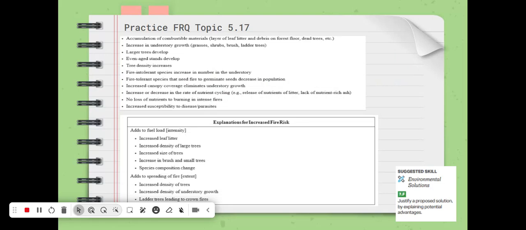So if you said something like accumulation of combustible materials, or a greater amount of debris on the forest floor, that adds to the fuel load or intensity of the fire. So those are the explanations that you see down below.